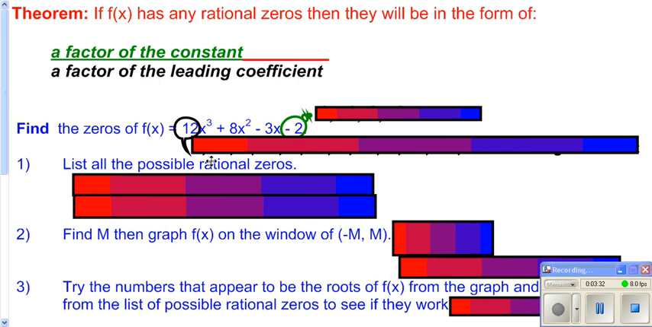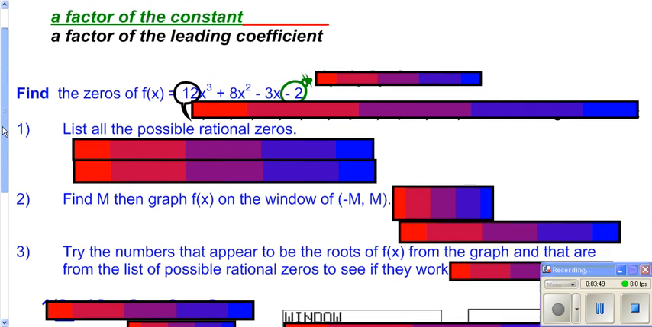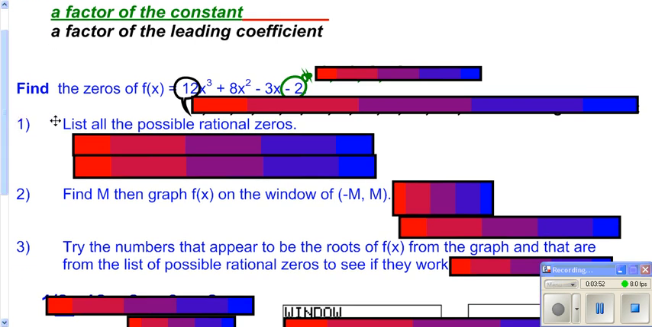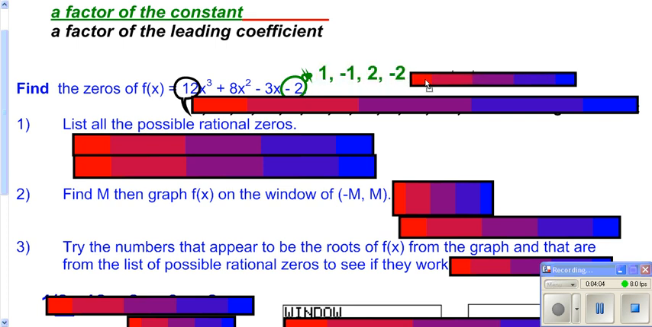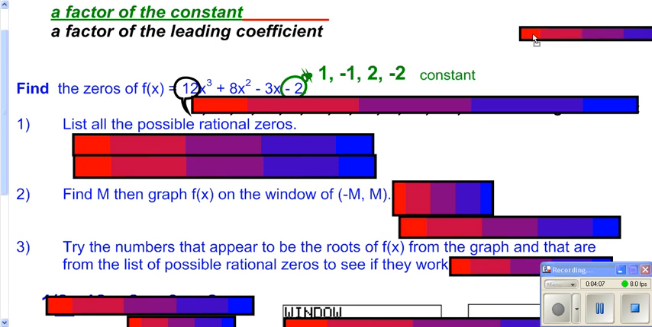This theorem says if your function has any rational zeros, meaning those that could be written as a fraction, they're going to be in this form here: a factor of the constant over a factor of your leading coefficient. Well, when we look at this particular problem, we want to list out all the possible rational zeros. Your constant is the one that has no variables in it. So you look at the factors of your negative 2: plus and minus 1, plus and minus 2. Those are the factors of your constant.